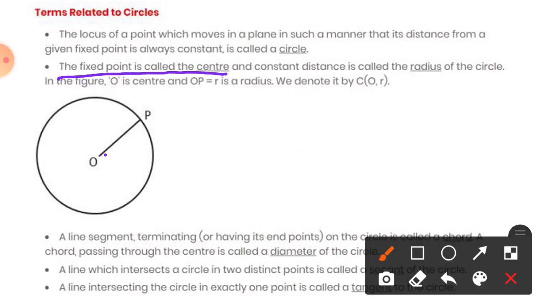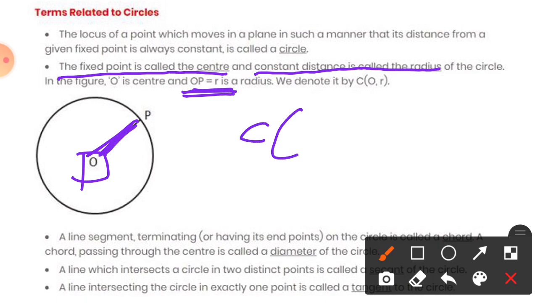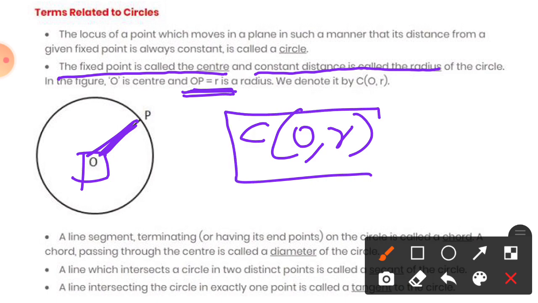Next, the fixed point is called the center. In our case the point O is called the center, and the constant distance is called the radius. That means this distance is called the radius. So O is the center and OP is the radius. It is indicated by small r. The symbolic form of the circle is: circle, center O, radius r. This is the symbolic form to write the statement.